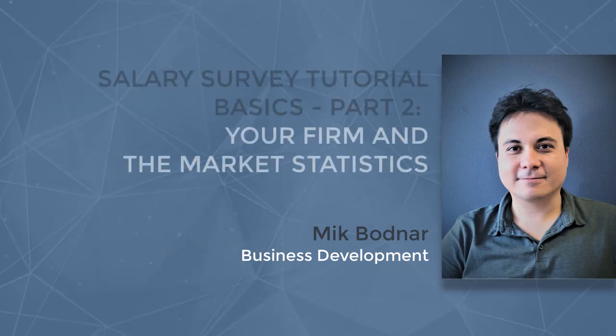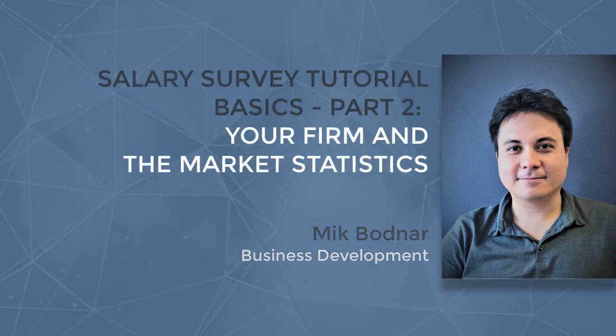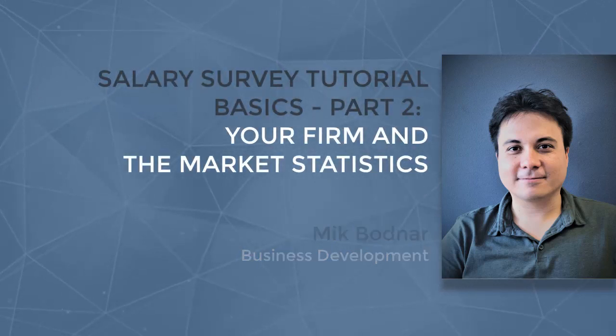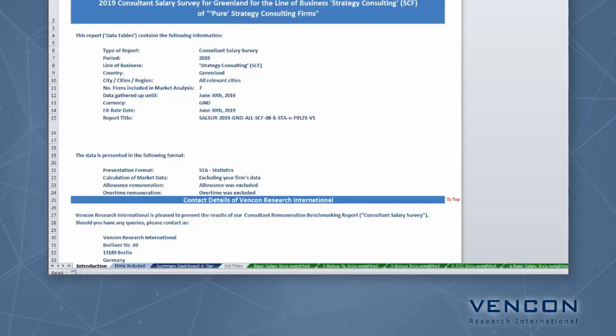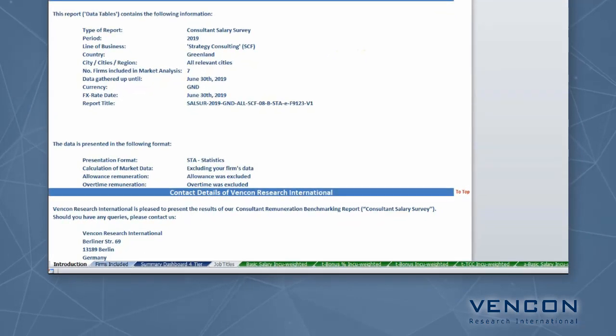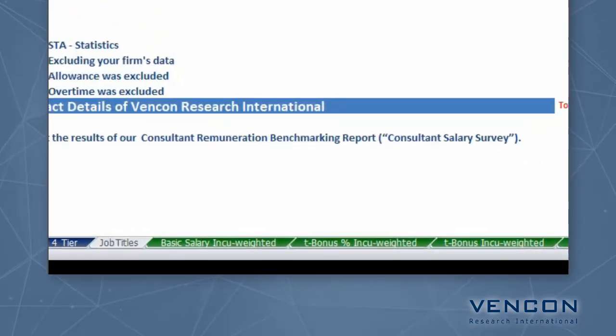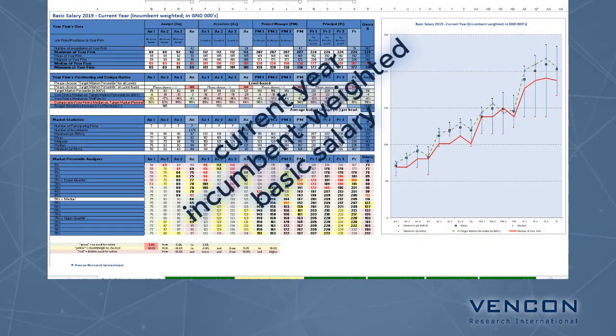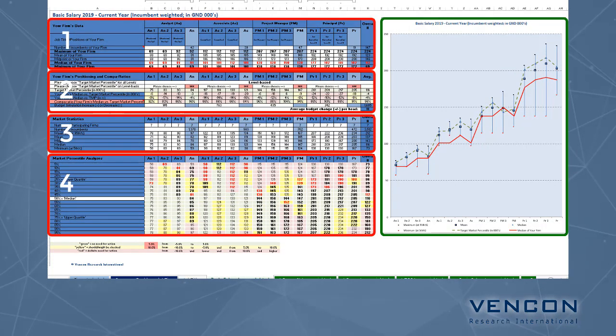In this, the second salary survey tutorial, I'm going to explain the statistics used for your firm and the market in our reports. In our salary survey report, each of the remuneration elements, whether for current or previous year, or whether incumbent or firm-weighted, is presented in the same format. This is the current year incumbent-weighted basic salary tab. There are 4 data tables and a graphic representation of the data in the tab.